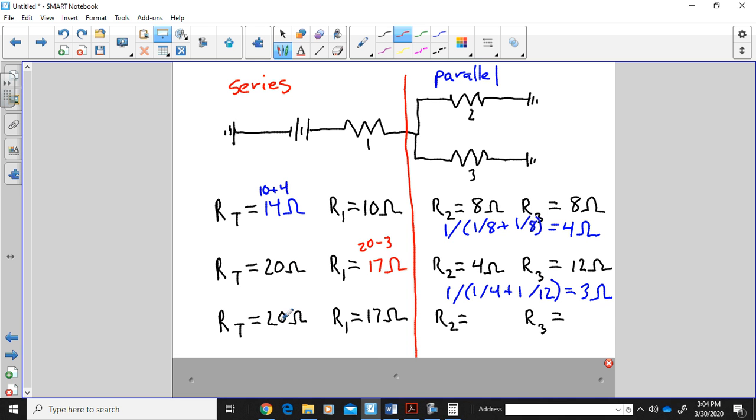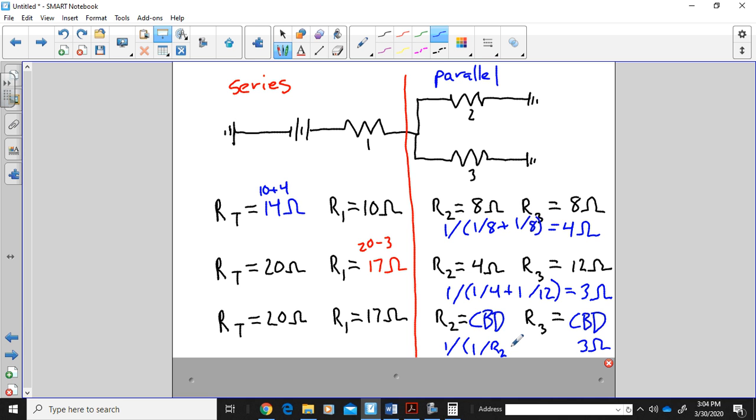Alright, if I know 20 ohms and 17 ohms, can I find R2 and R3? This should look a lot like the one we just did, but this ends up being cannot be determined. It could be 4 and 12, but it could also be a lot of other things. So we can't say with certainty what R2 and R3 is. I can say with certainty it better total 3 ohms when I do the formula, but I can't narrow it down.